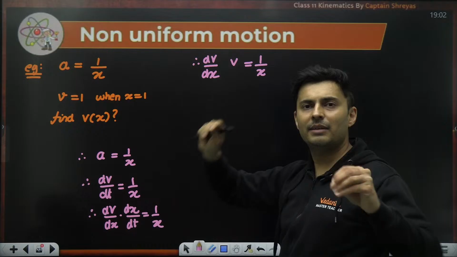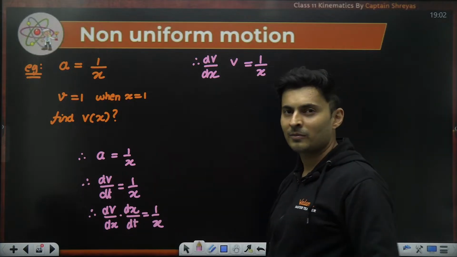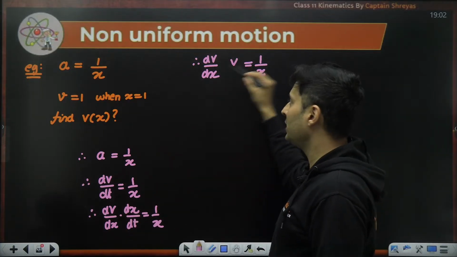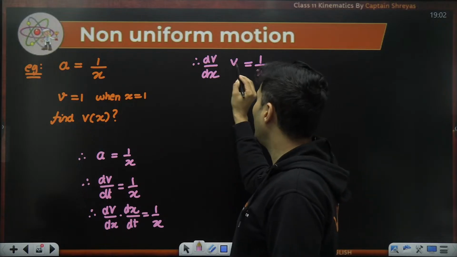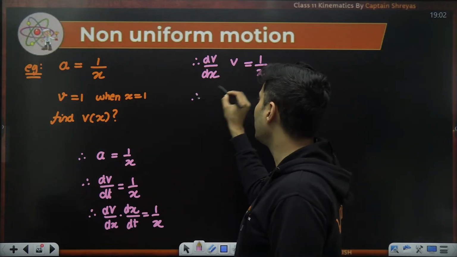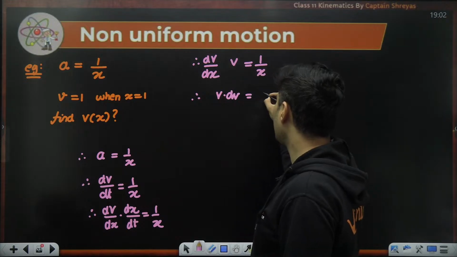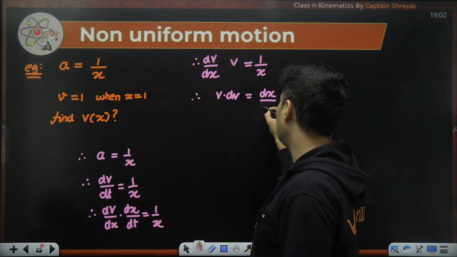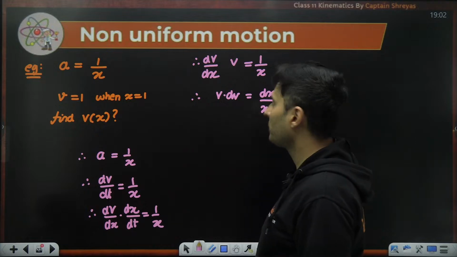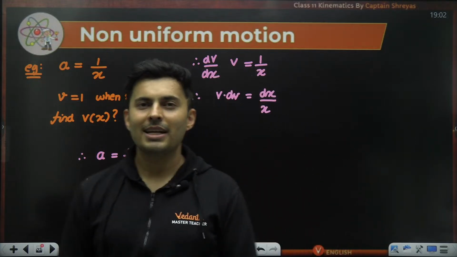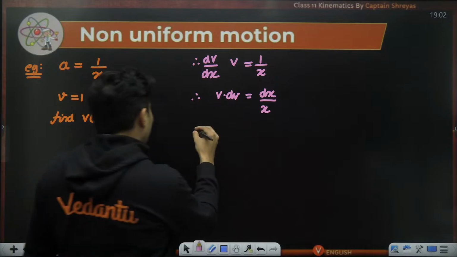On one side, let the variables be of one kind. Monkeys on one side, donkeys on the other side. So velocity on one side, x on the other side. So therefore, v dv is equal to dx on the top with x below. Now what do we do? Integrate. That is the only thing remaining.